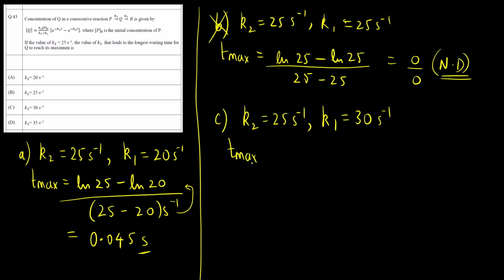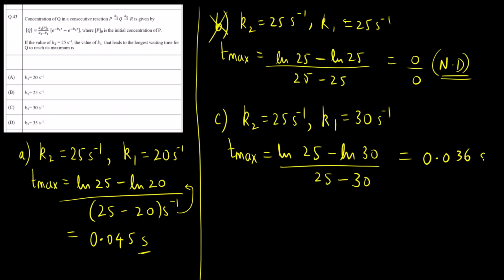So T max will be equal to ln of K2, that is 25, minus ln of K1, that is 30, divided by K2 minus K1, 25 minus 30. This comes out to be 0.036 second. And for the last option, K2 is 25 second inverse, and K1 is 35 second inverse.